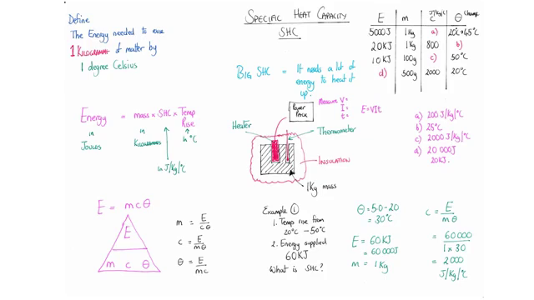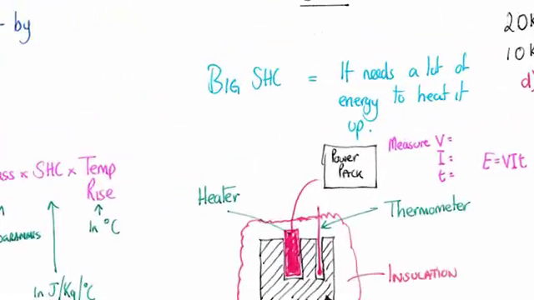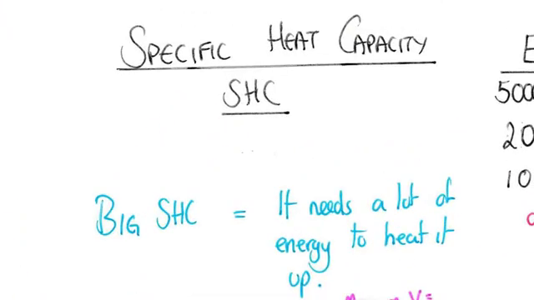Right, specific heat capacity. This tends to be one of the tougher concepts in the first part of Physics 1. So, what does specific heat capacity mean, or SHC abbreviated? Well, if you've got a big specific heat capacity, it means it needs a lot more energy to heat up that object, depending on its size.